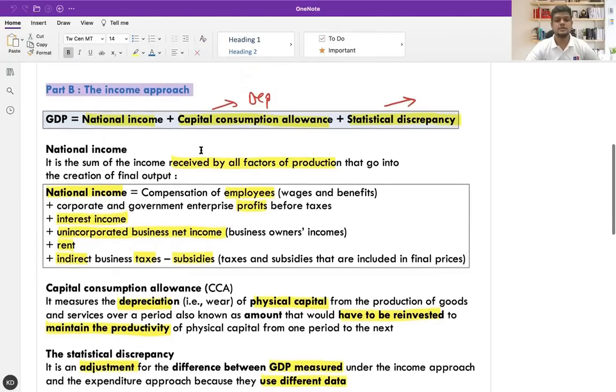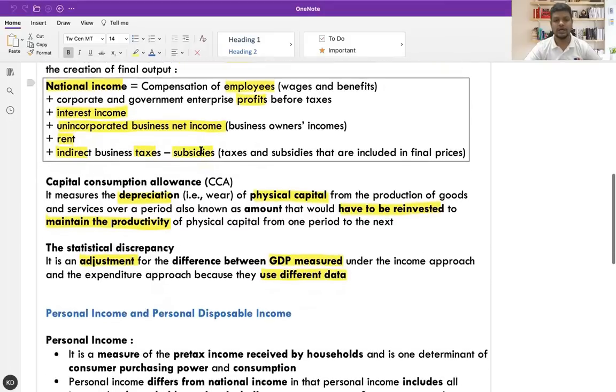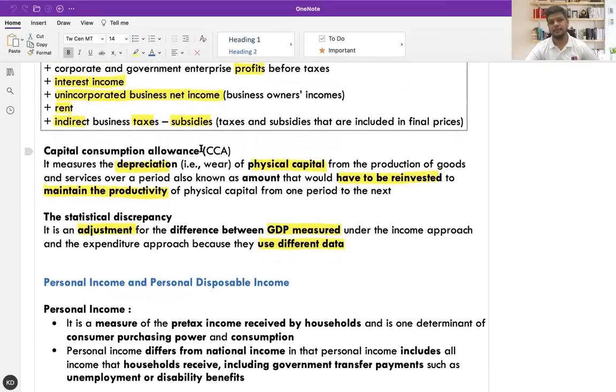Correct. So two approaches to calculate GDP: expenditure and income approach. The income approach is the national income plus the depreciation, that is a non-cash item, plus any statistical discrepancy, which is actually the difference between the income and the expenditure approach. Is that clear? Yes.